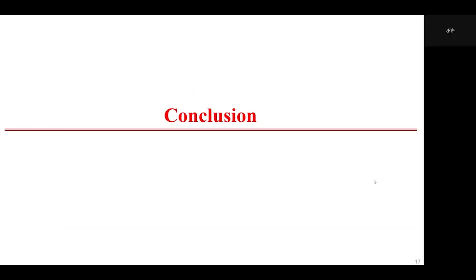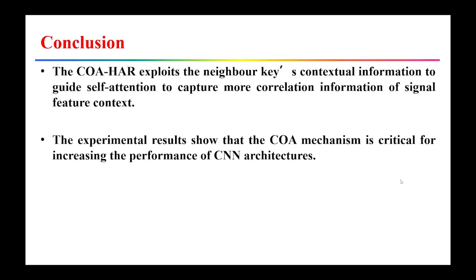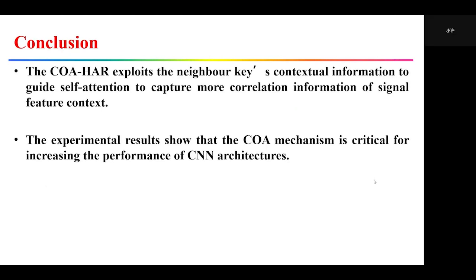Finally, in this part, we will introduce our conclusion. We have 2 conclusions, as shown in this slide. Firstly, the COA-HAR exploits the neighbor contextual information to guide self-attention to capture more correlation information of signal feature context. Secondly, the experimental results show that the COA mechanism is crucial for increasing the performance of CNN architecture.